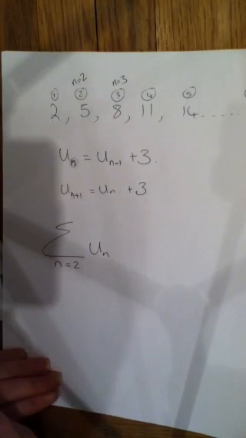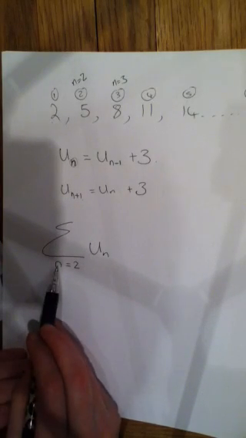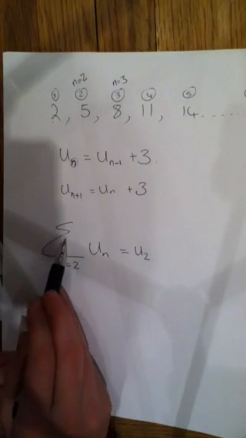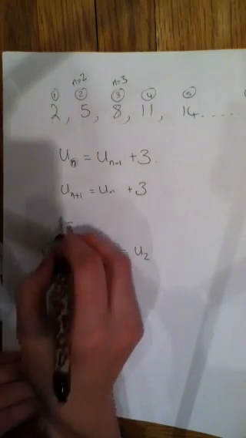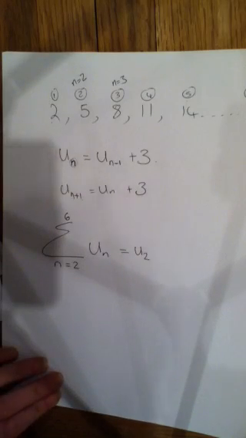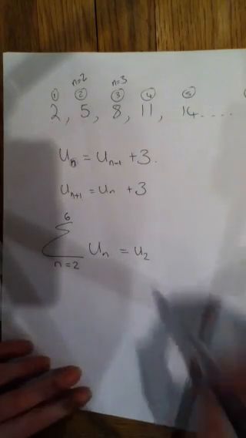is 2. So that tells you to start with n is 2. So we'd have u2, like that. And then we just literally work our way through all the way up the numbers until we get to whatever's up here. So if up here we had a 6, say, that means you just stop when you get to 6. And we're just adding them up as we go.